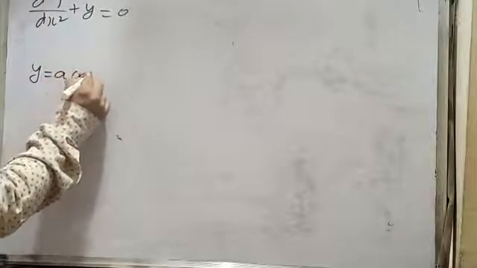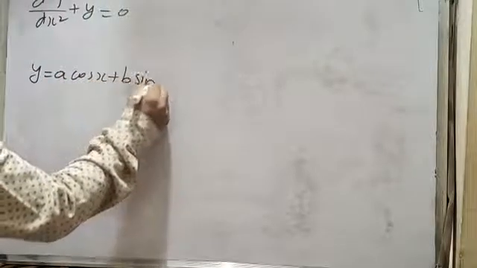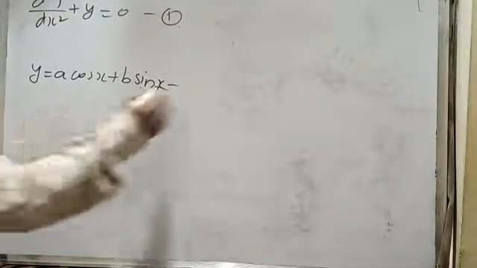As we saw how a differential equation is formed, if I take this equation d squared y by dx squared plus y is equal to 0, and solve it, I will get the solution y is equal to a cos x plus b sin x. So for this equation number 1, the solution is equation number 2.